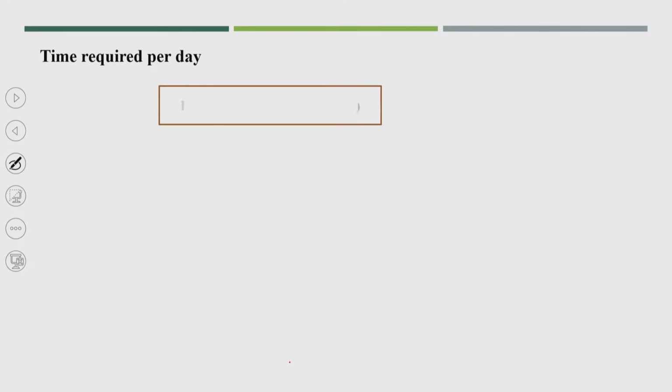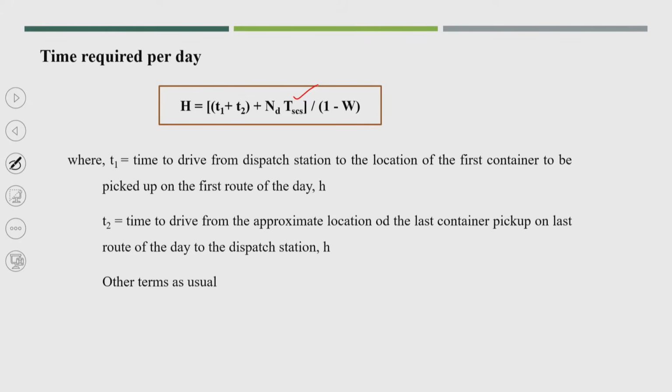Now, the time required per day, that is the H value, we can calculate with similar equations if you are using the TSCS form. The remaining terms are usual: ND is the number of trips, T is the total time, T1 is the time to drive from the dispatch station to the location of the first container, and T2 is the time to drive from the last container location to the next route.